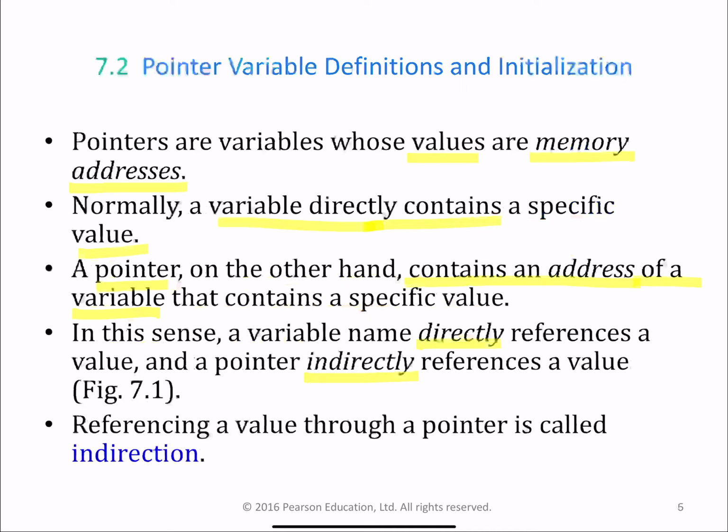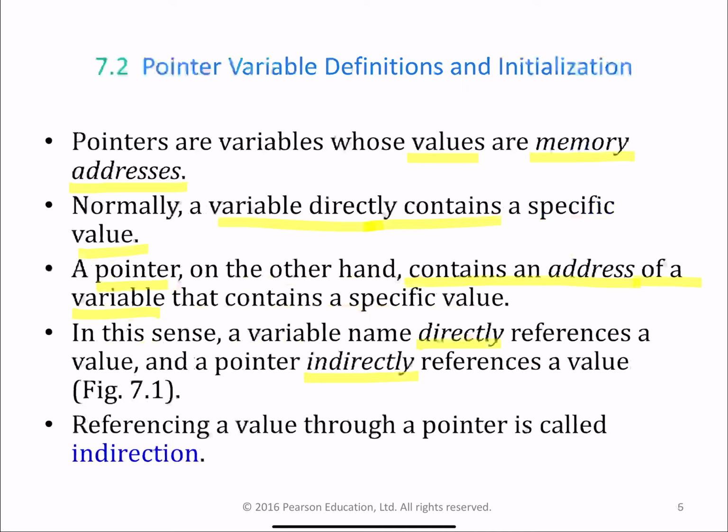So what is a pointer? A pointer is a special type of variable. It's a variable whose value is an address in memory, a location in memory.